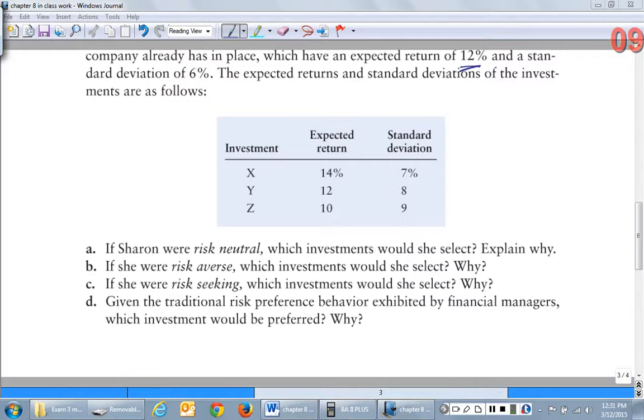Most people are risk averse, meaning that they want to be compensated for the level of risk that they're taking. So an increase in risk means an increase in return. They want to maximize the amount of return that they can get for a given level of risk. So most financial managers are risk averse, so they would choose asset X. It has the highest expected return and the lowest standard deviation.